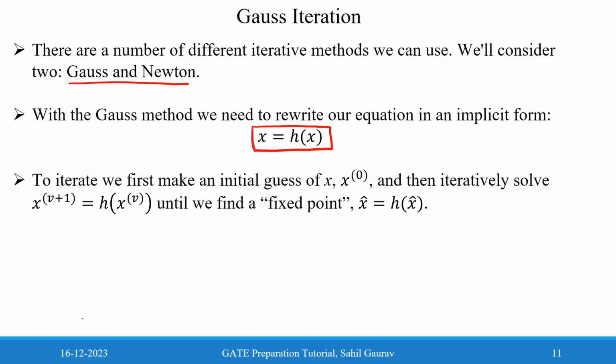To iterate, we first make an initial guess x0, and then iteratively solve x_{v+1} from x_v until we find a fixed point x̂ equal to h(x̂). We will see an example of how we are going to solve this. We can solve this type of equation by using the iteration method. How can we solve this type of nonlinear system with the help of Gauss iteration methods?